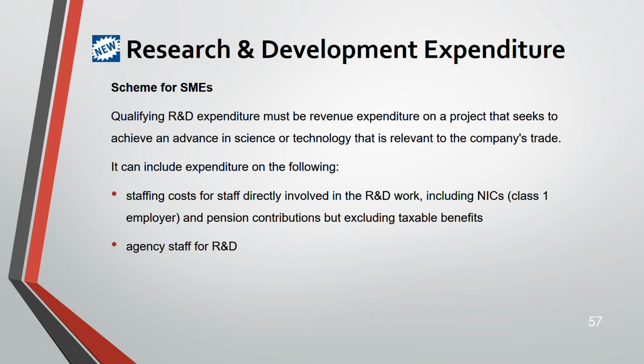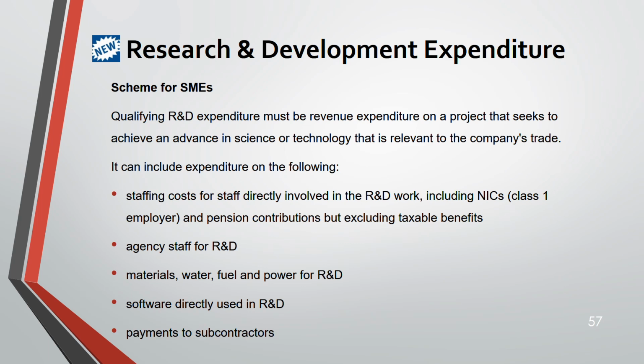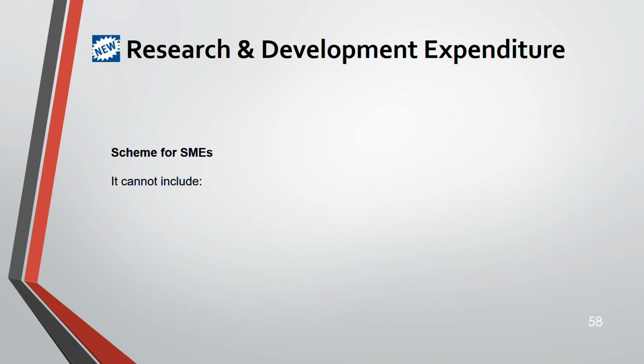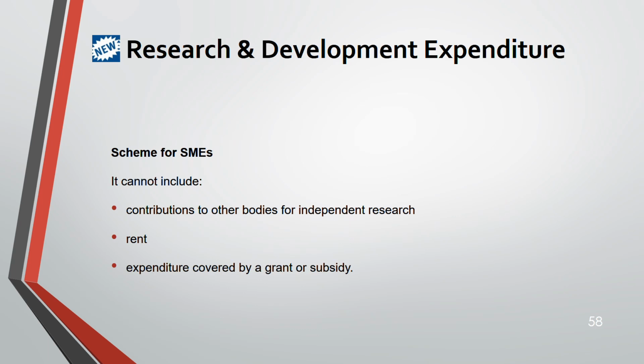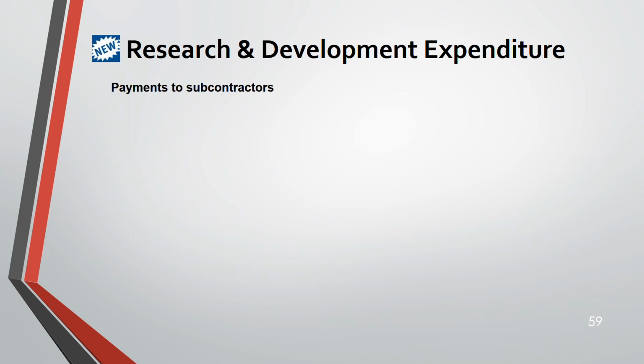Agency staff for R&D. These are qualifying expenditure. Materials, water, fuel and power for R&D. Software directly used in R&D. Payments to subcontractors. Now, it does not include contributions to other bodies for independent research. You are giving money to some other third party to do independent research. You cannot claim relief for it. Next, rent. It is not a qualifying expenditure. Expenditure covered by a grant or a subsidy. Again, it is not a qualifying expenditure.